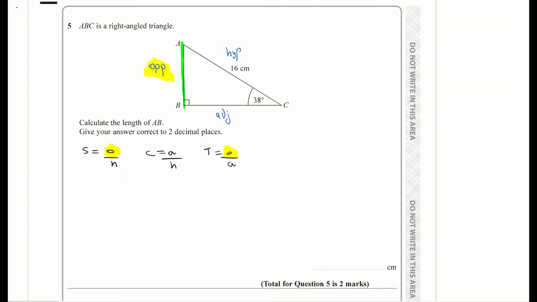Next, I'm given the hypotenuse, which is 16. Which one uses hypotenuse? Well, it's cos and also sine. But you can see now that sine has two yellow highlighters, which is O and H. So I'm going to use my sine ratio. That is sine of the angle is equal to opposite over hypotenuse. I'm given the angle, it's 38 degrees. So sine of 38 degrees is equal to the opposite, which I need to find, so I'm going to call that AB, over the length of the hypotenuse, which is 16.